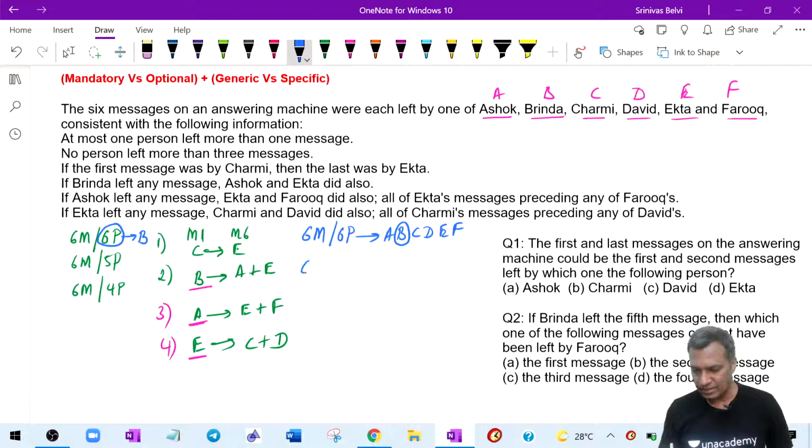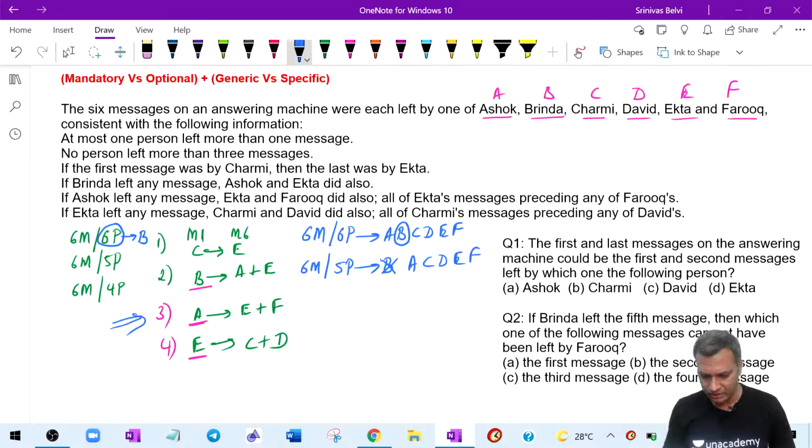All right. So when this is solid, now look at this. By now you would have understood. Now six messages by five people. When is the sixth message by five people possible? B is not there. Therefore, the trigger starts from A, C, D, E, F. That is the trigger. You may say that, yeah, start from here. When A sends a message, E sends a message, and F sends a message.